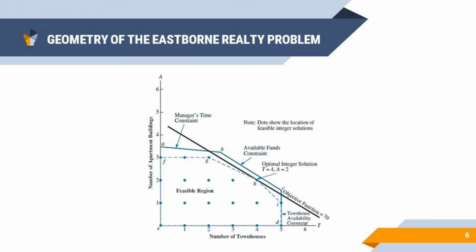The optimal integer solution, as we can see here, is where T is equal to 4 and A is equal to 2. The objective function now is equal to 70. That line, as you see on the graph, goes through the point of T equals 4 and A equals 2. We can't go beyond that point because we have no amount of apartment buildings and townhomes in whole numbers that will solve the objective.